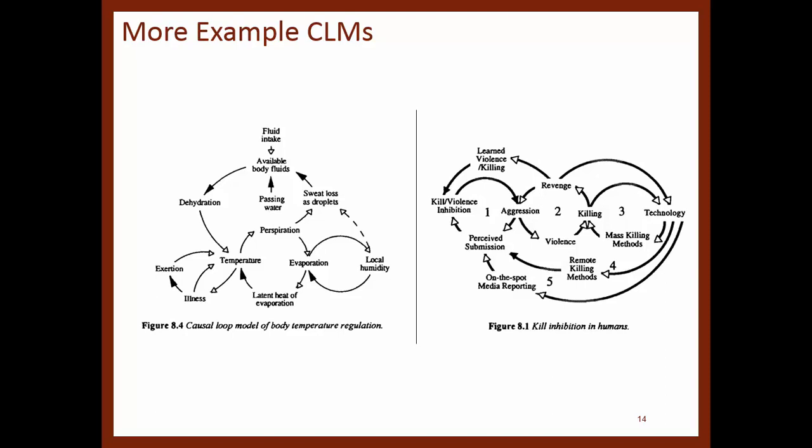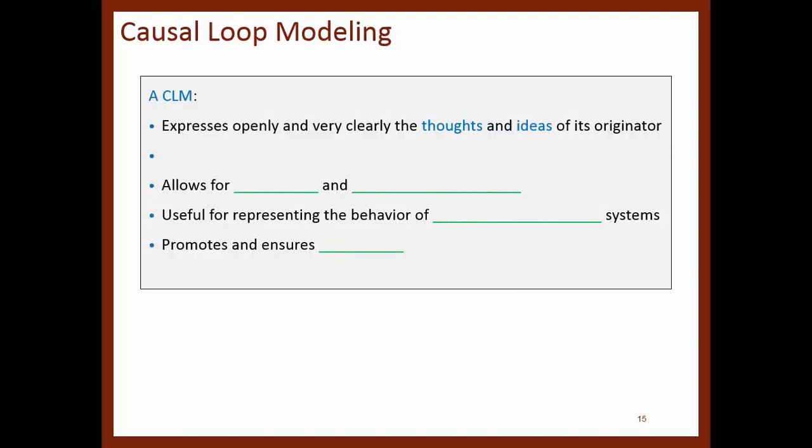So how can we change that? We can look at all the variables that are having a positive or negative reinforcement and try to focus on those. So a Causal-Loop model expresses openly and very clearly the thoughts and ideas of its originator. It enables dialogue, as I mentioned, a very good tool for brainstorming, and allows for correction and further development.